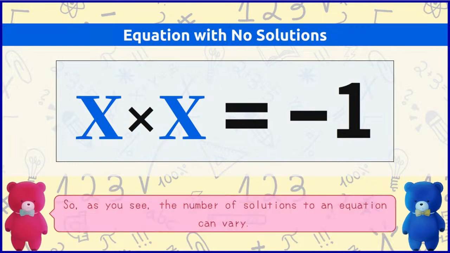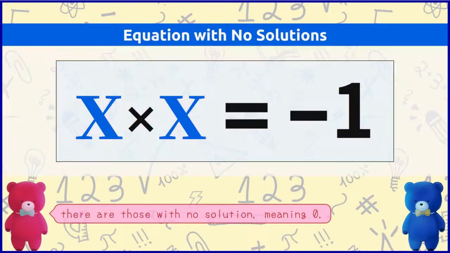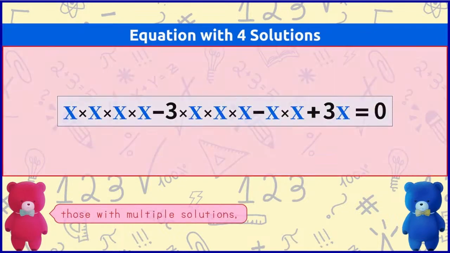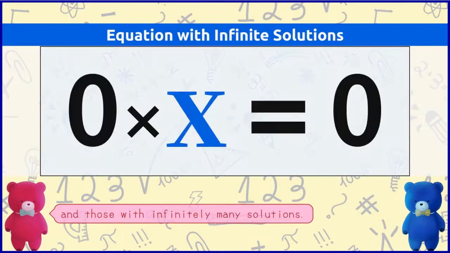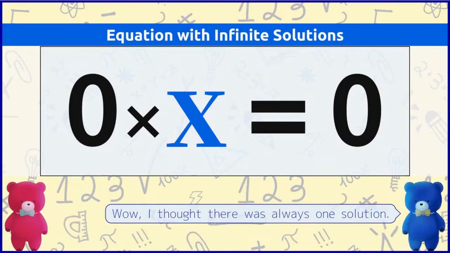So as you see, the number of solutions to an equation can vary. There are those with no solution, meaning 0. Those with one solution. Those with multiple solutions. And those with infinitely many solutions. Wow, I thought there was always one solution.